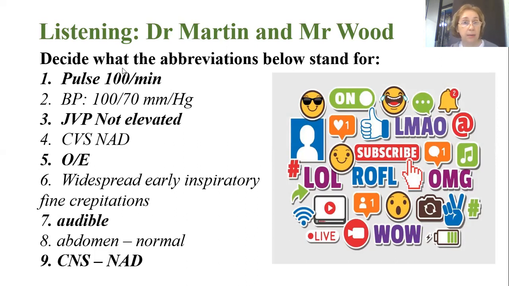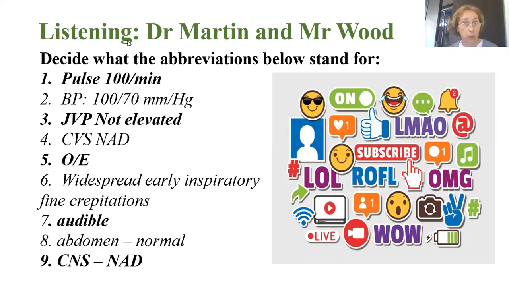Yes, please. CVS, cardiovascular system examination. Exactly. And no abnormality detected in the cardiovascular system. The next is for Isa, number 5. Right, yes. It is on examination. Exactly, we've already seen this abbreviation.